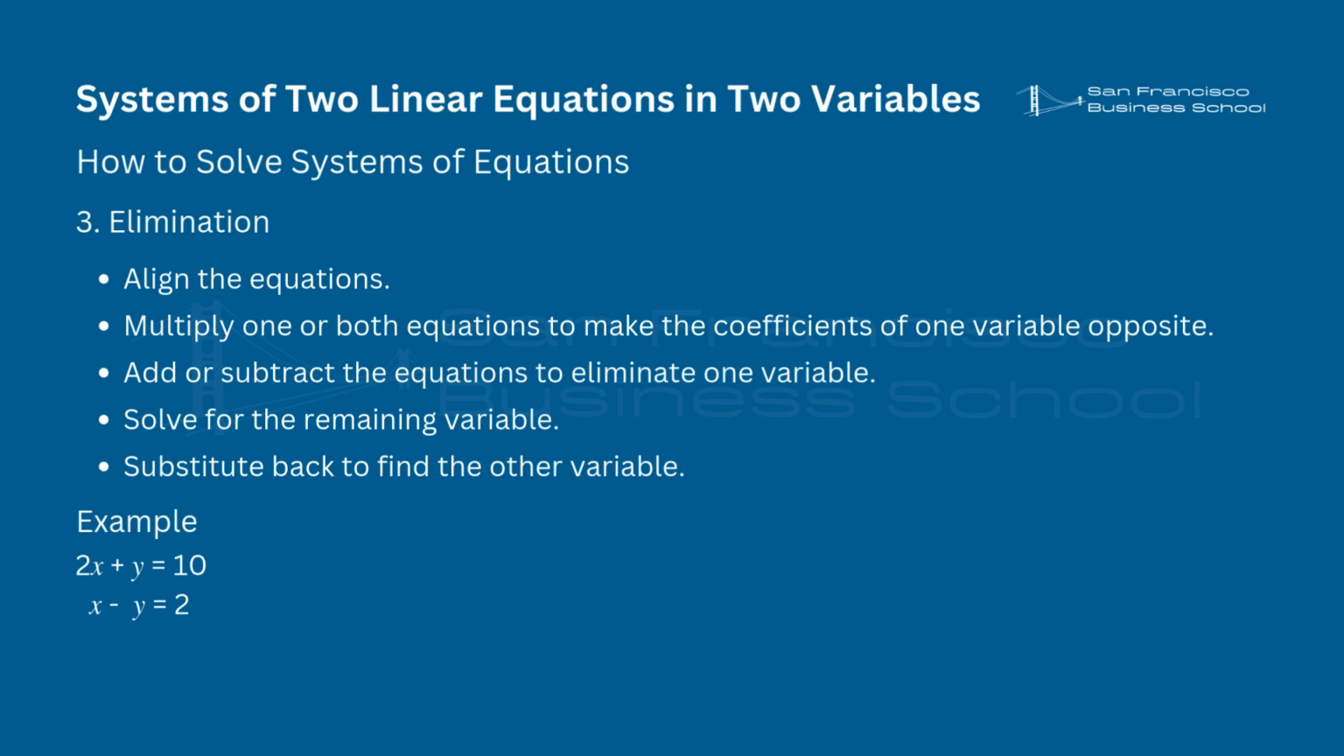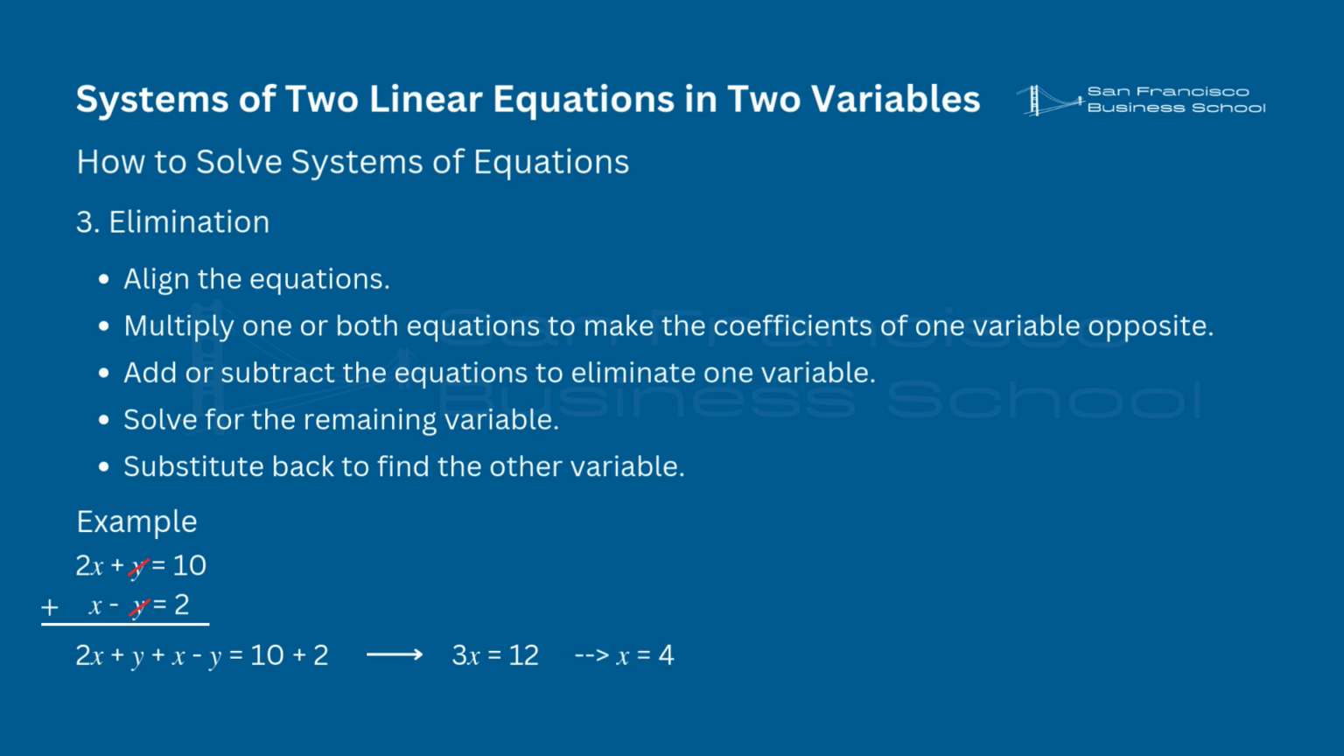As you can see, the coefficient of y in the first equation is 1, and the coefficient of y in the second equation is -1. Therefore, if we add two equations, y's will be eliminated. Let's add two equations. 2x plus x minus y equals 10 plus 2. This yields 3x equals 12. If we divide both sides by 3, x equals 4.